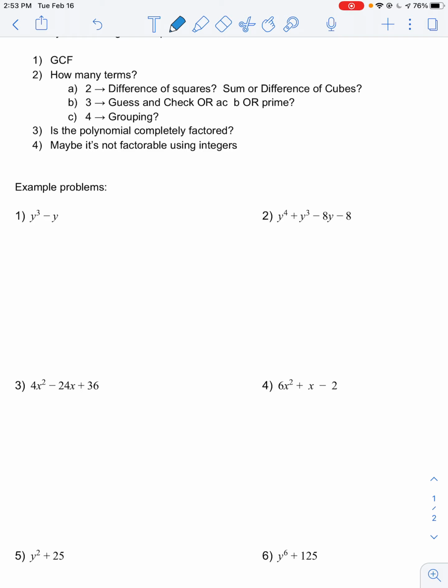The first thing that you want to look for is a GCF. If the polynomial has a GCF, you want to factor that out first, and that'll make the rest of the steps a little bit easier to follow.